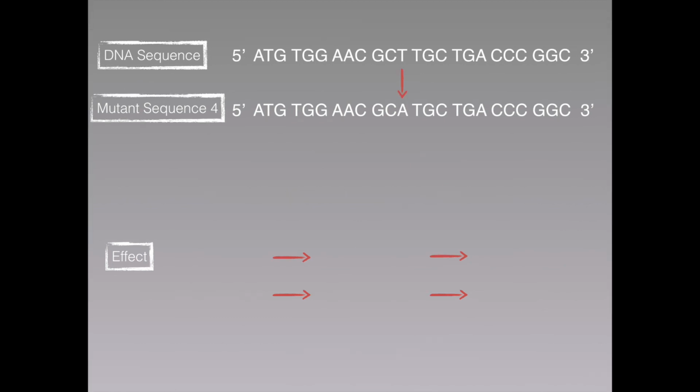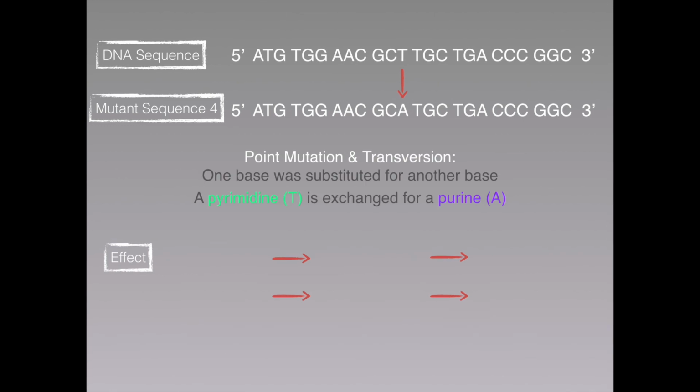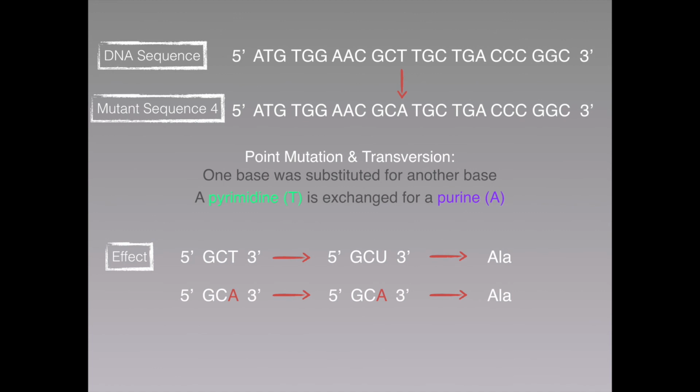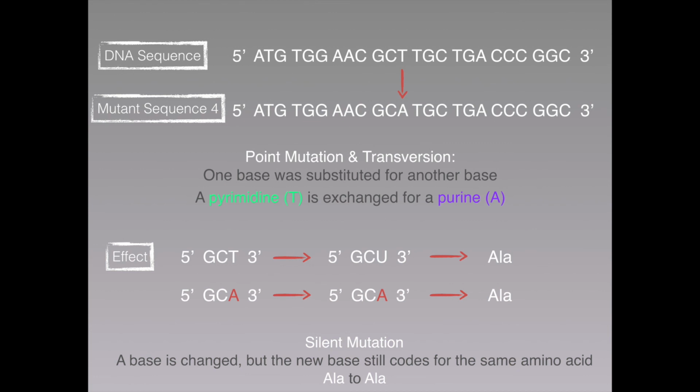In our last example, T is replaced with A, representative of a transversion point mutation since T is a pyrimidine and A is a purine. The original codon GCT turns into GCU, which codes for alanine, whereas the mutant codon of GCA also codes for alanine. This is known as a silent mutation as the new base still codes for the same amino acid as the original.